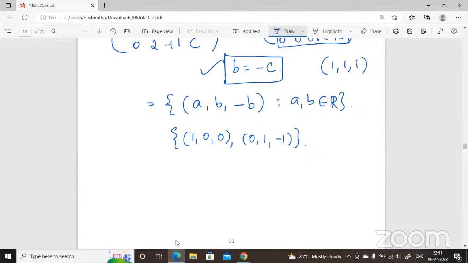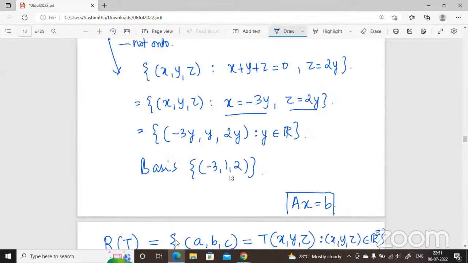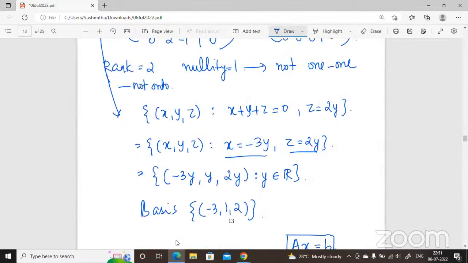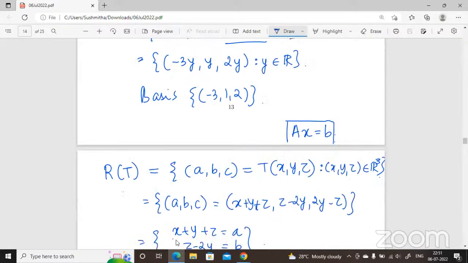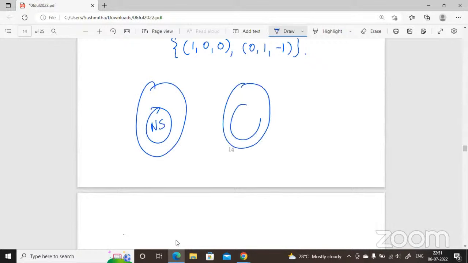Can you scroll up to the null space, basis for null space, madam? Null space is a part of the range itself, isn't it? No. Null space is a subset of the domain. Null space is here. Range is here.